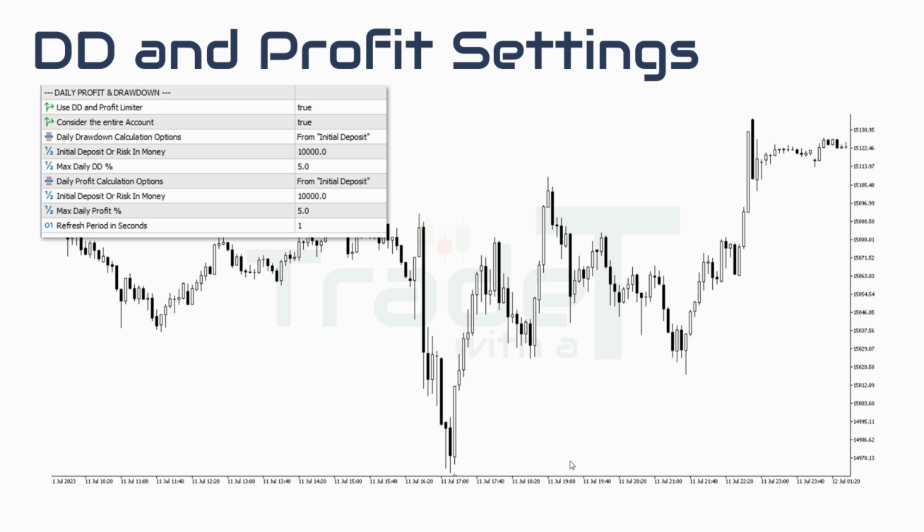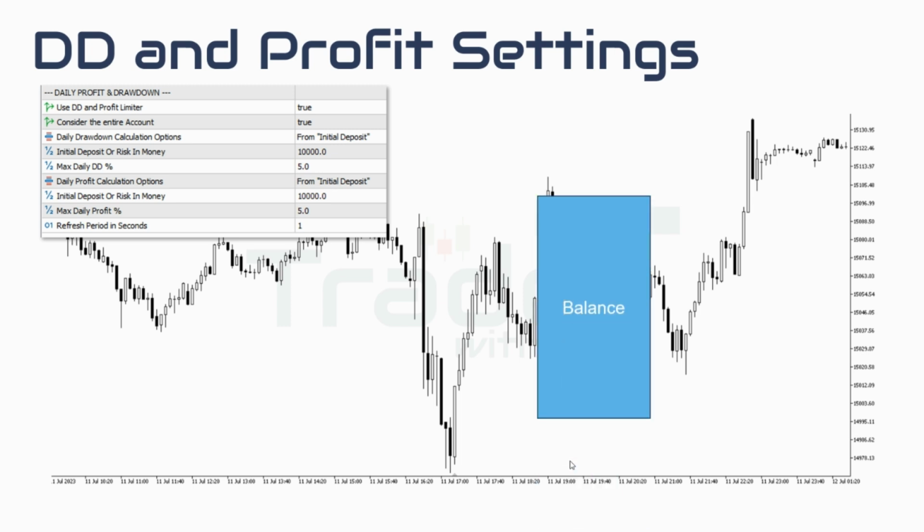We can enable or disable, and when we do the calculation, we can consider the entire account, or we can consider only the trades and the amounts done via this EA, which we identify via the magic number. So, as an example, you have a balance and you don't want to go beyond a certain threshold. This is your drawdown. Whenever your balance loses, let's say X amount of money, the EA will stop trading, close the trades it has opened, and wait until the next day to restart.